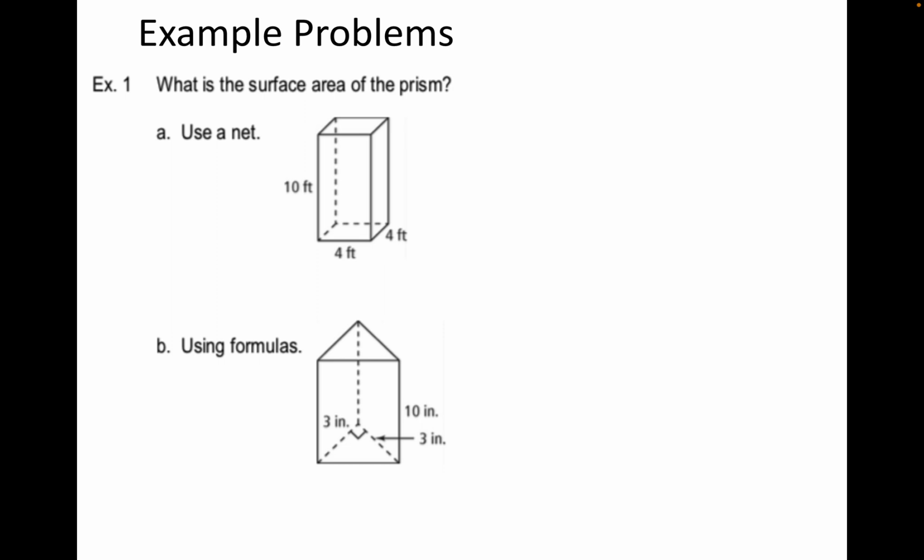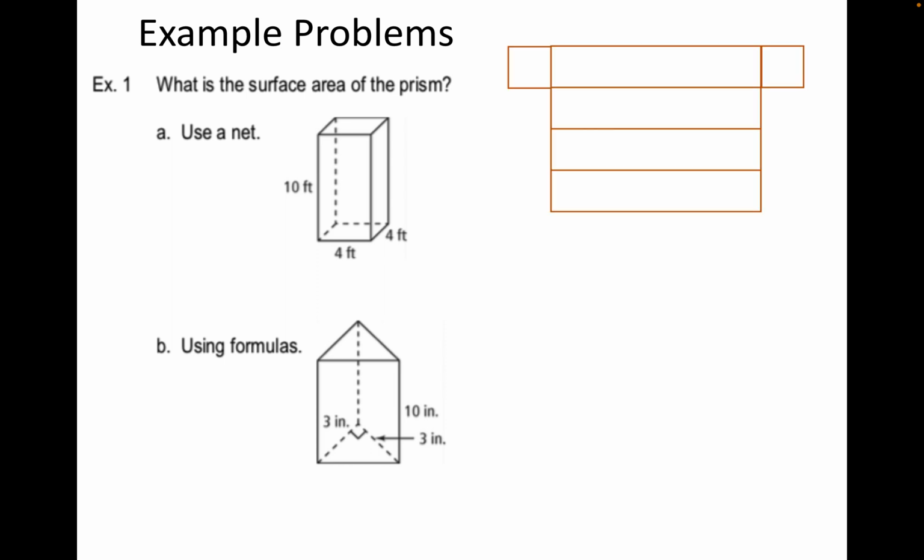All right, so number 1A is asking us to use a net. And so if I were to take this shape and unfold it, if you will, it would look something like this, where there's that 4 feet, that would go here and here, and here and here. The other 4 feet would go here and here and there. And then finally, the 10 feet would go here and there. So now I can use this net to calculate the area of each of the individual sides of the prism.